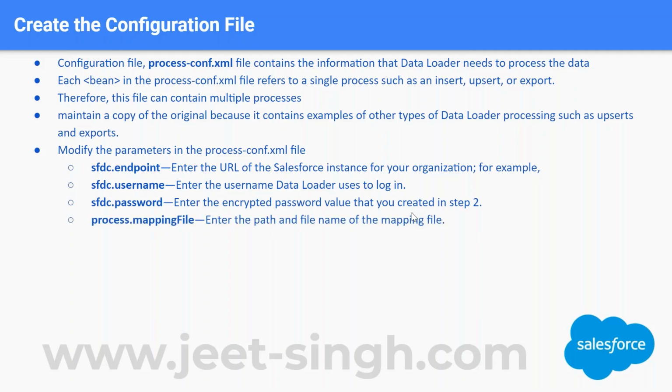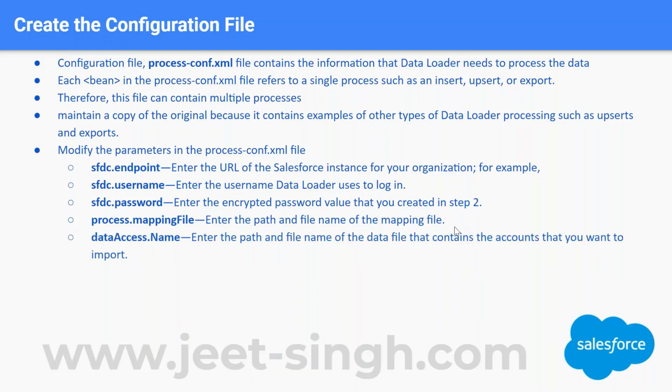Process.mapping file, here enter the path and the file name of the mapping file that we have created. Dataaccess.name, enter the path and file name of the data file that contains the account records or whichever records need to be processed. Okay, dataaccess.name will be the path and the file name of the CSV file which needs to be processed.